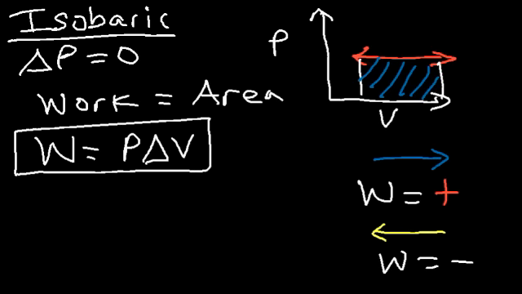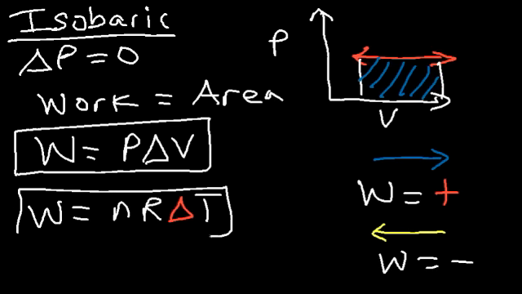Now you can also find the work in terms of temperature. It's equal to nR times delta T. Since PV is equal to nRT, P delta V is equal to nR delta T. So that's another way you could find the work during an isobaric process.